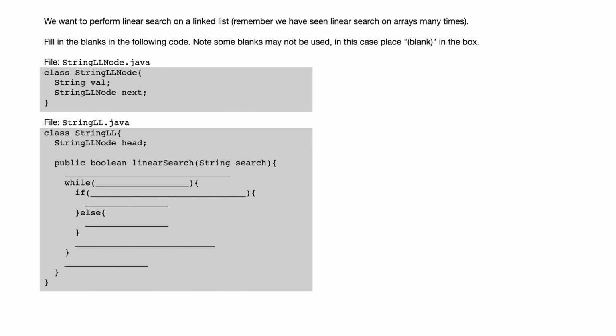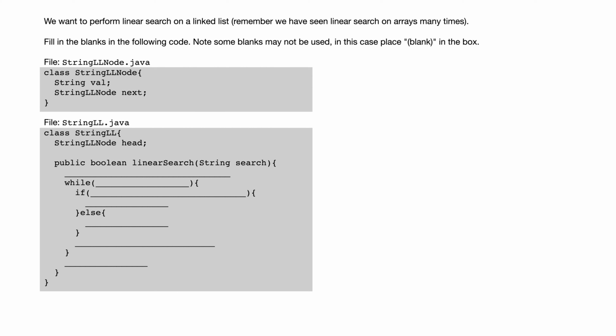And that brings us to the final graded question from the midterm. Here we're taking a look at linked lists. So we want to perform a linear search on a linked list. So we've seen this on arrays many times, and we talked about linear search on linked lists in class as well. And this was a fill in the blank question. Again, some of the blanks might not be used. In this case, we need to put blank in the box, right?